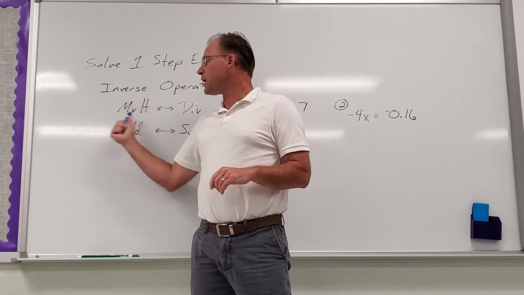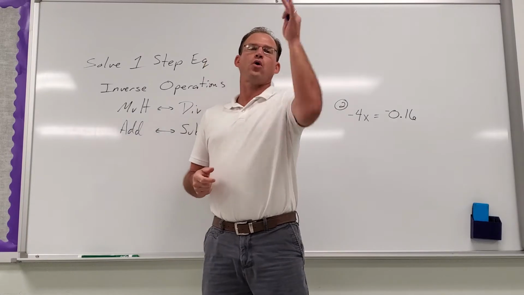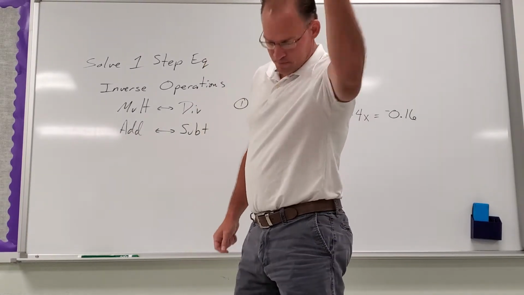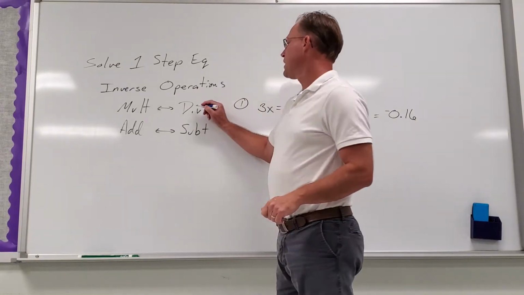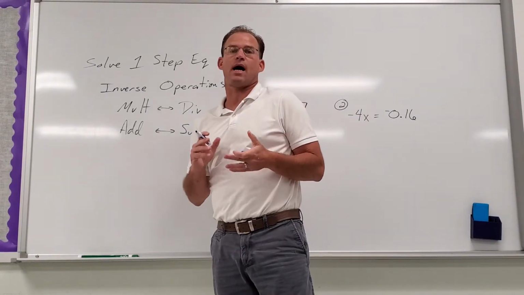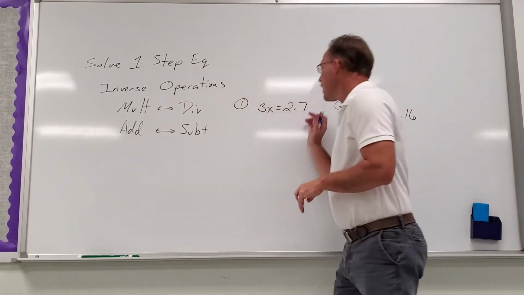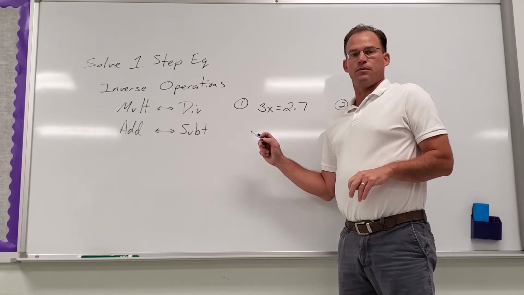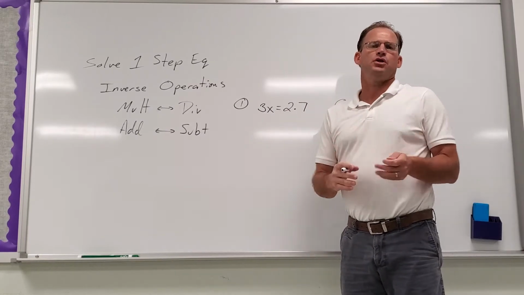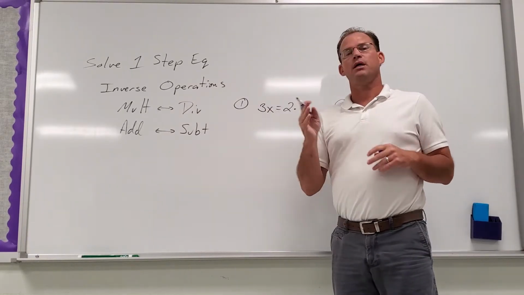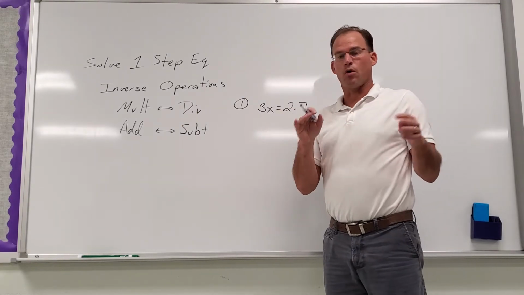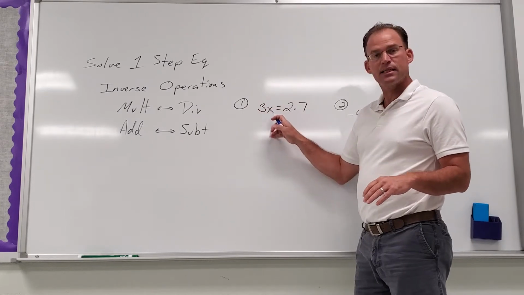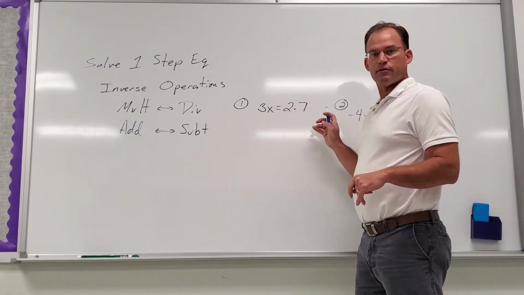If I have a multiplication equation, what are you going to do? How do you undo multiplication? Exactly right. Division. They are inverses. They are opposites of each other. So right here, number one, I see a multiplication equation. How do I know it's a multiplication equation? Because a number next to a letter means multiplication every time. So when I see this, I have 3x. That means 3 times x equals 2.7.